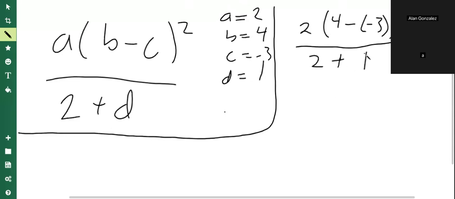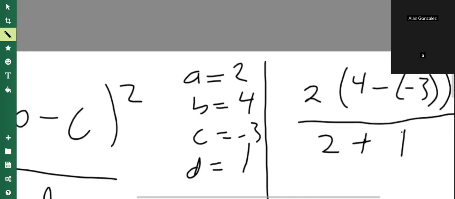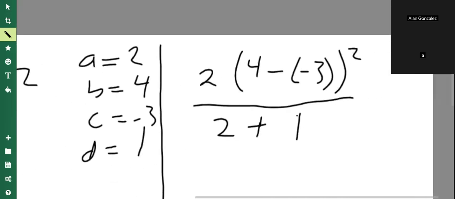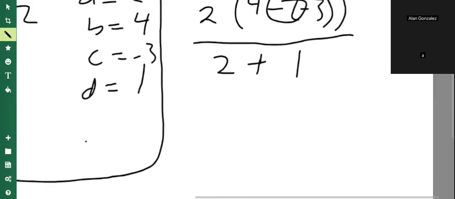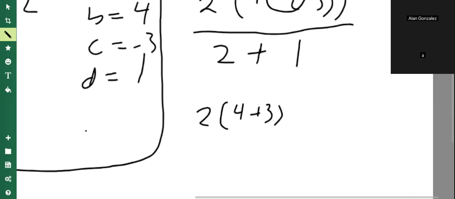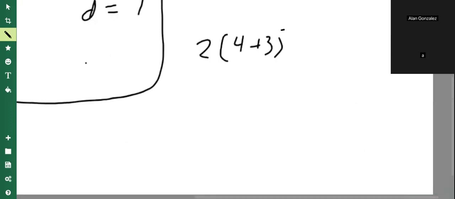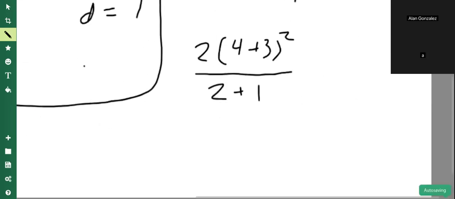So let's do the math, right? We know that the special case, right? What's the special case? Well, the special case, if there's a minus and a negative, this becomes a plus sign, right? So that becomes now 2(4 + 3)^2 divided by 2 + 1. I believe that's what it said. Yeah. All right. And so now let's just do this.